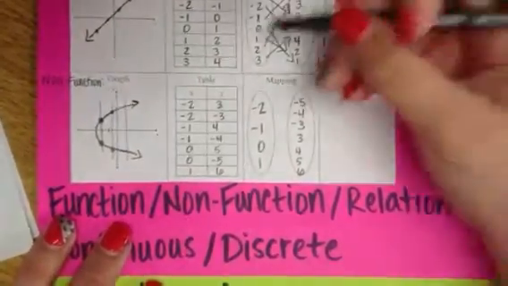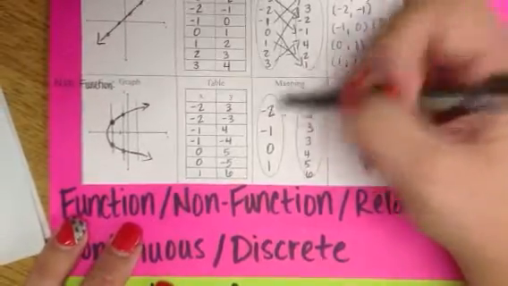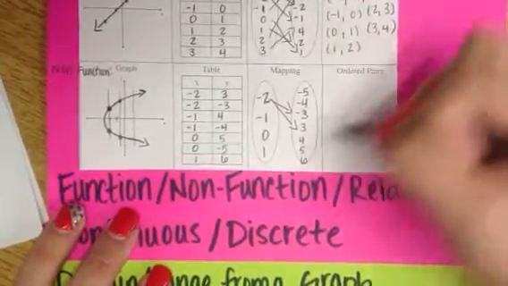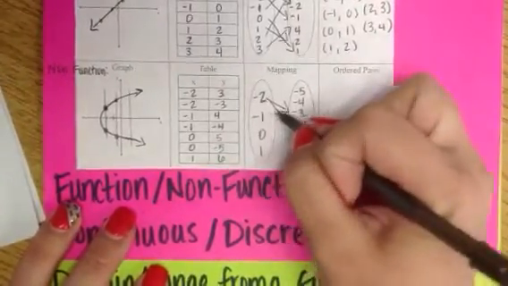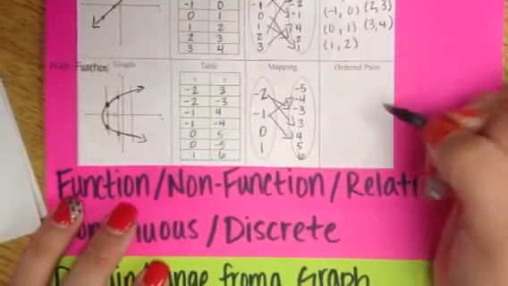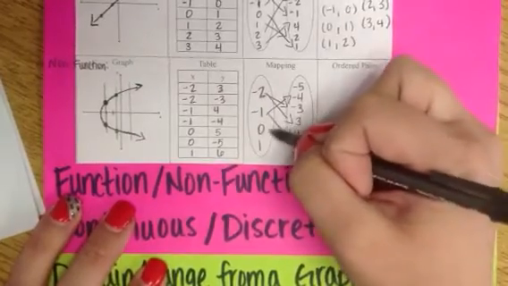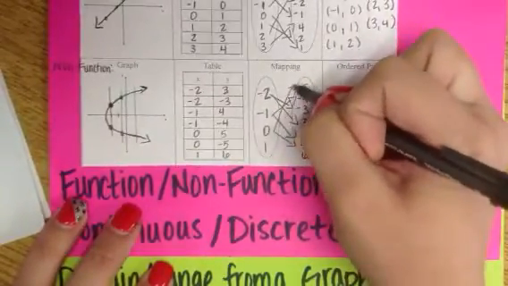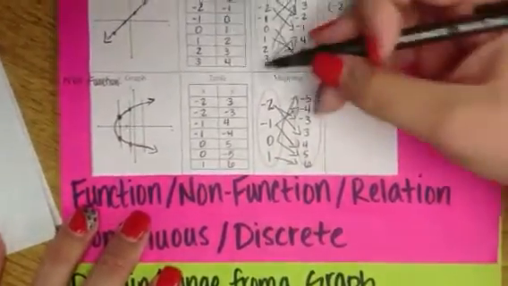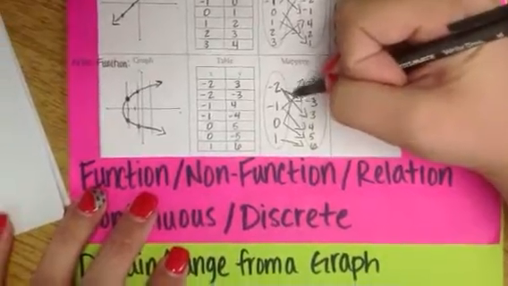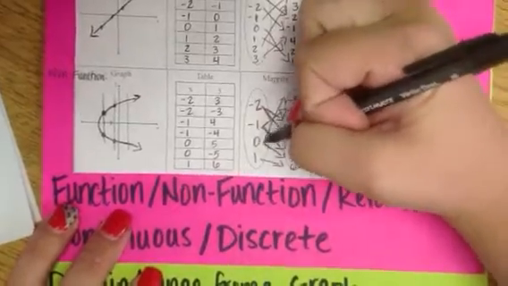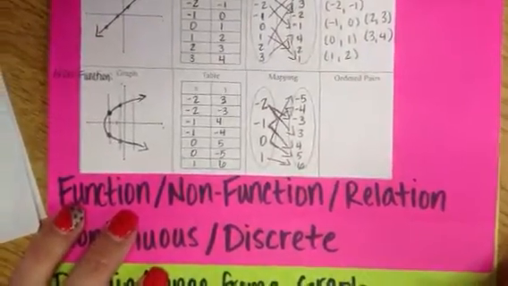Moving on to mapping. Again, you would pair them. -2 goes with 3 and -2 goes with -3. -1 goes with 4. And -1 goes with -4. 0 goes with 5. And 0 goes with -5. And 1 goes with 6. If you notice at -2 there are two lines coming from the negative 2. Same thing with negative 1 and 0. Therefore, it is not a function.